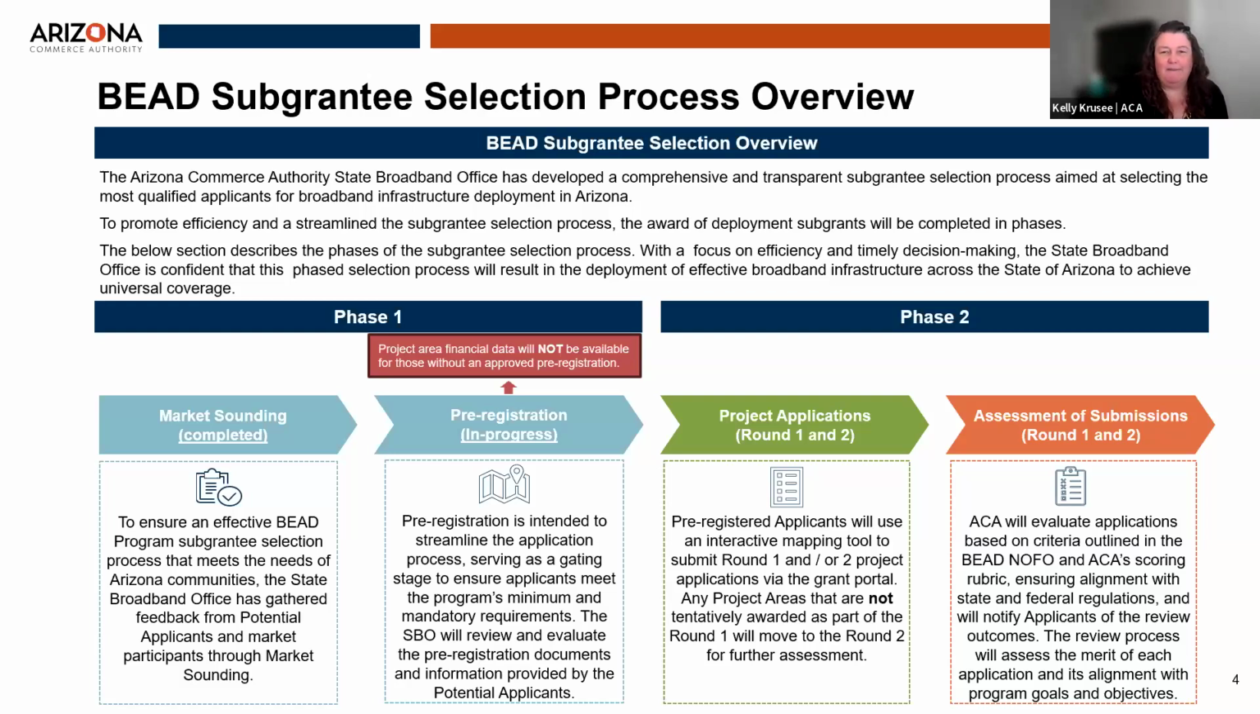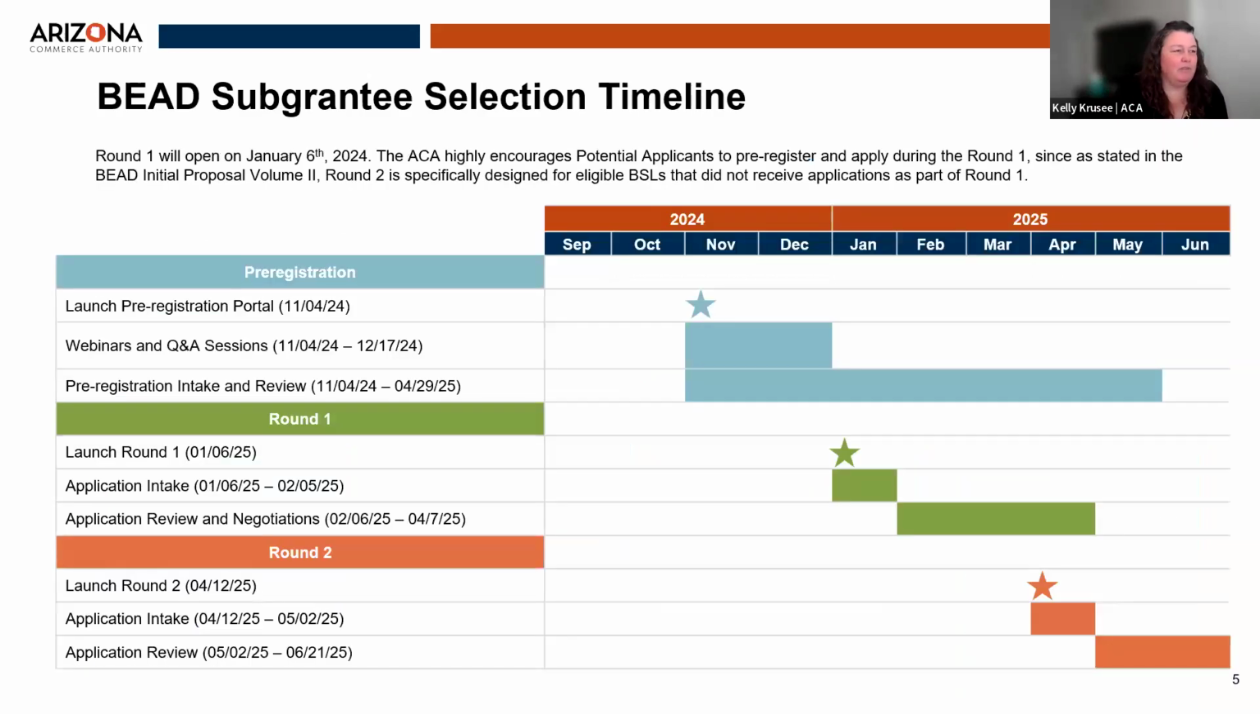Next slide, please. All right, our timeline. On the left side, there are 3 different colors. The first one at the top is the pre-reg. Again, this is required of every BEAD applicant. If you are intending to apply for BEAD funds, the pre-registration must be completed.